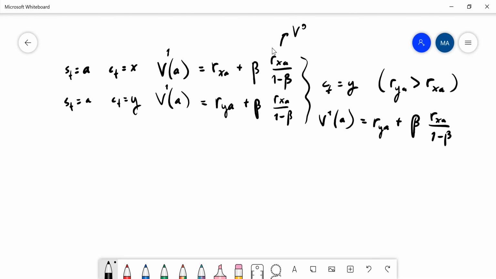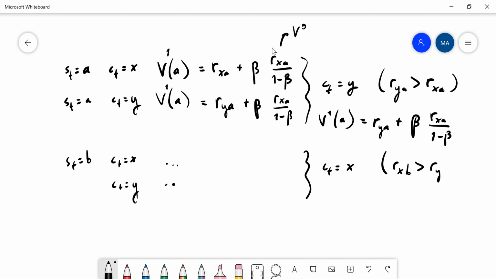So if you do the same with B, with S_t equal B, then C_t equal X, C_t equal Y, you're going to try these things and you're going to realize this tells you that C_t must be equal to X in this case because R_XB is greater than R_YB, all right? So V1B will be equal to R_XB plus beta R_YB over 1 minus beta, all right?